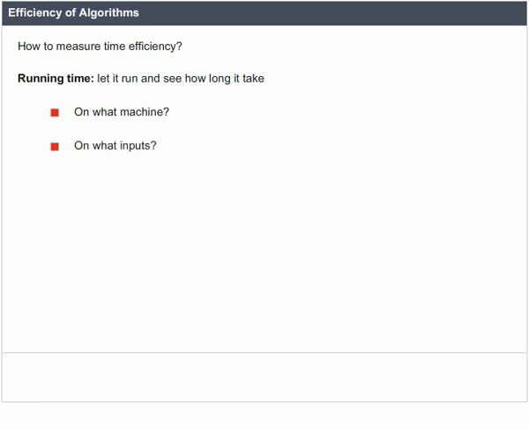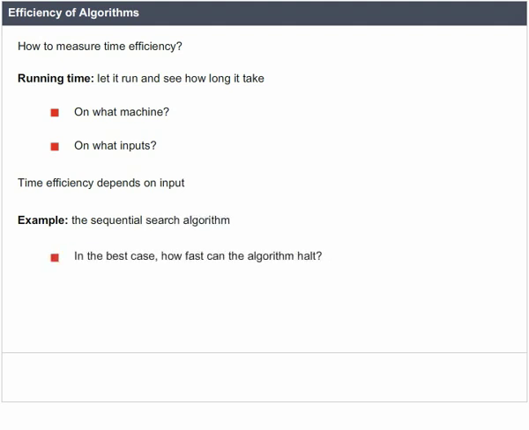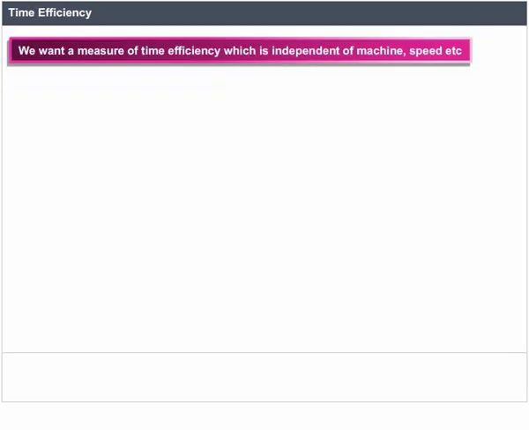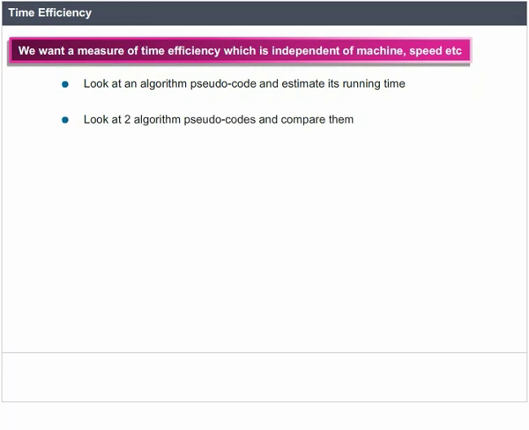Time efficiency depends on input. Example, the sequential search algorithm. In the best case, how fast can the algorithm halt? In the worst case, how fast can the algorithm halt? Time efficiency: we want a measure of time efficiency which is independent of machine, speed, etc. Look at an algorithm's pseudocode and estimate its running time. Look at two algorithms' pseudocodes and compare them.